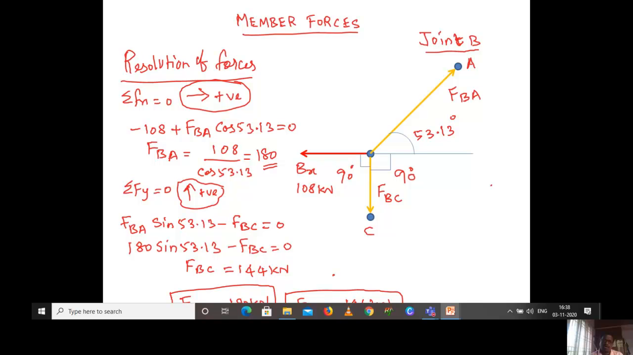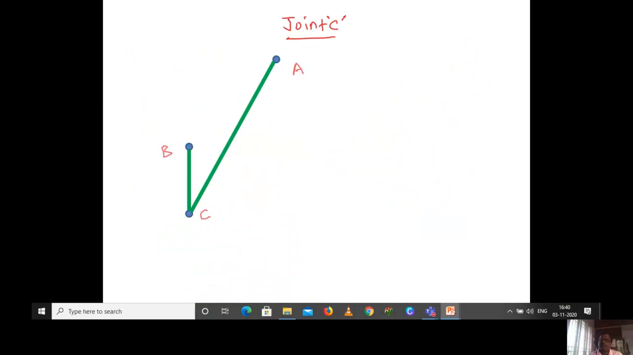Once you substitute the FBA value that we have already calculated, 180 sin 53.13 minus FBC is equal to 0. We are getting the value of BC equal to 144 kilonewton. So our assumptions are correct. Based on the first equilibrium condition, summation of Fx is equal to 0, we got FBA equal to 180 kilonewton. That is our answer.